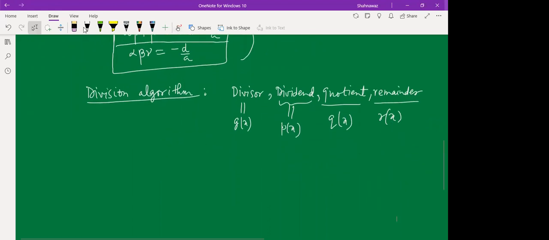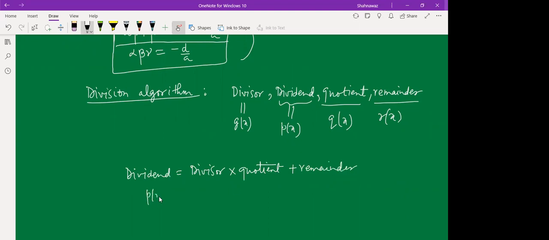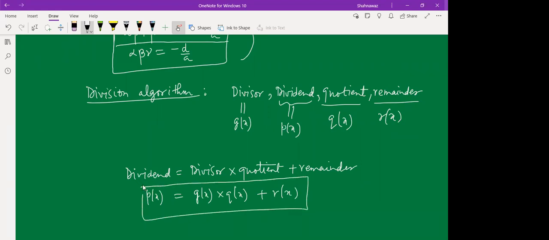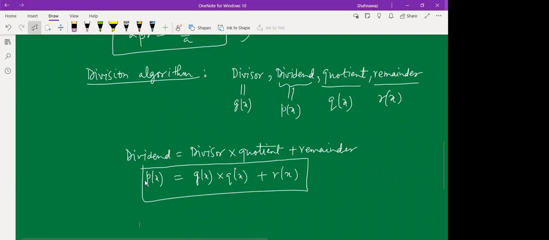So what is the dividend? It is divisor into quotient plus remainder, right? So p(x) will be g(x) into q(x) plus r(x), right? Yes, sir. So this was the division algorithm.